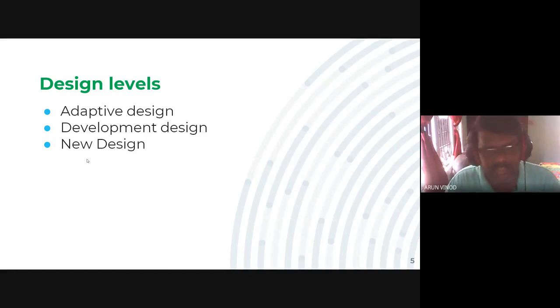Adaptive design means the design is already available. For example, say the client is asking, I need a cycle. The designer says, fine, we can design. The design is already available. Bicycle means there will be two wheels, a chain that connects both the wheels, and a pedal that has to be pressed. Some basic designs are already there. The only thing that changes is the look and feel. So that is what is called adaptive design.